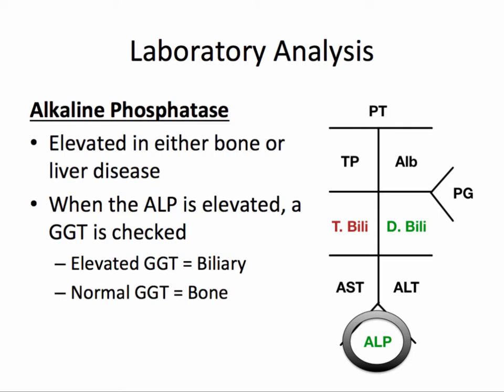Alkaline phosphatase is elevated in either bone or liver disease. When the ALP is elevated, a GGT is checked. An elevated GGT corresponds with biliary disease, whereas a normal GGT corresponds with bone disease.